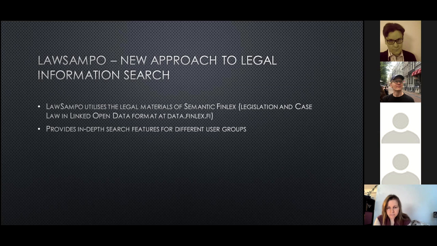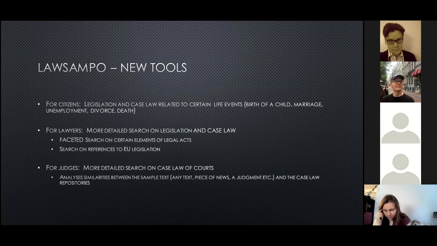And thereby Law Sampo is helpful not only to citizens, but also to lawyers. There is a new kind of faceted search on legislation, which provides new dimensions to legal materials, for example, the connection to EU level legislation and so on. And then for judges, there's a new element which finds similarities between a certain sample text and the massive case law databases. When it's finalized, it will be a new kind of tool for finding legal information. And we are happy that we have been involved in this project.